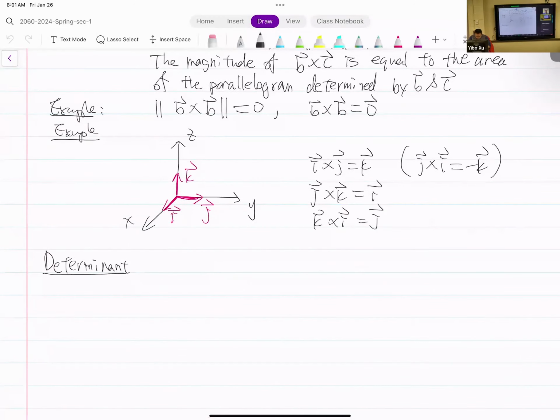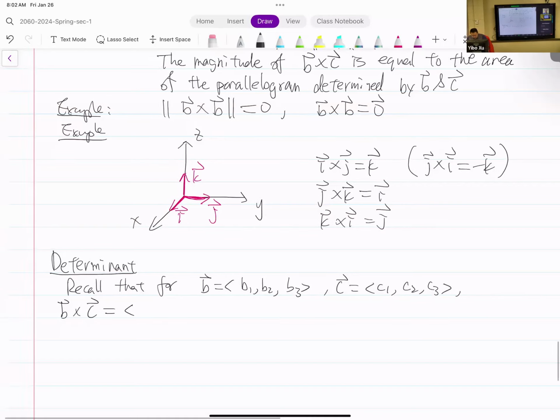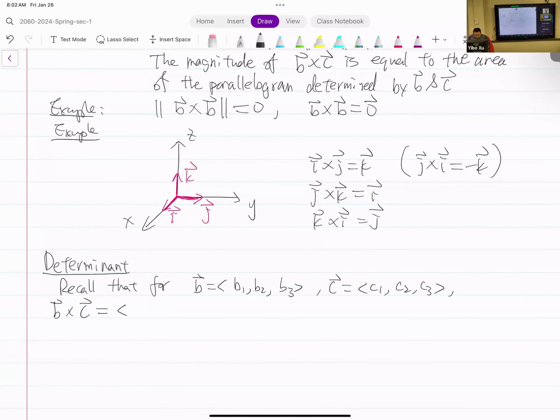We have motivated nicely the first equation at the beginning of the section, but now for that determinant thing, recall that for vectors B and C, we put there B1, B2, B3, C1, C2, C3. Cross. So now we see, okay, for the first entry, we write B2, C3 minus B3, C2.